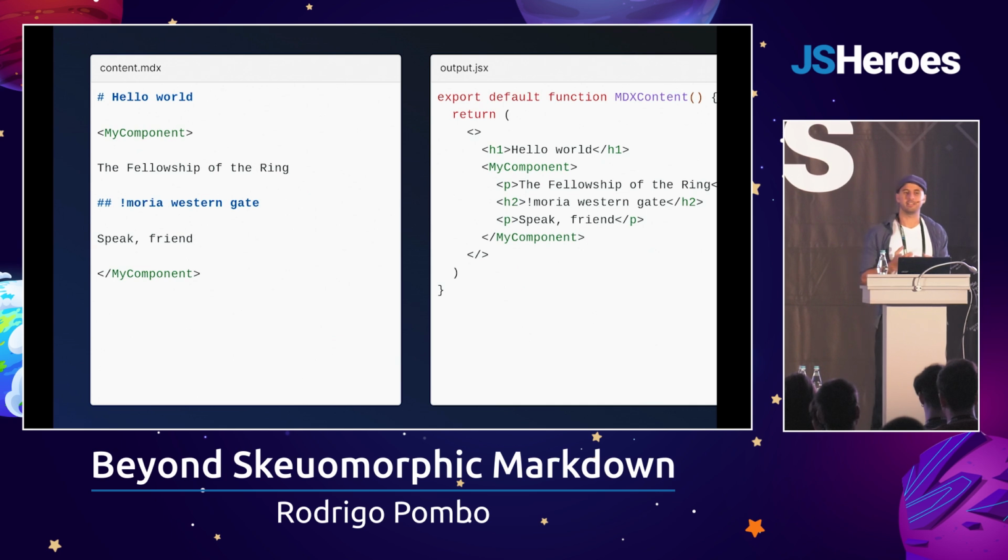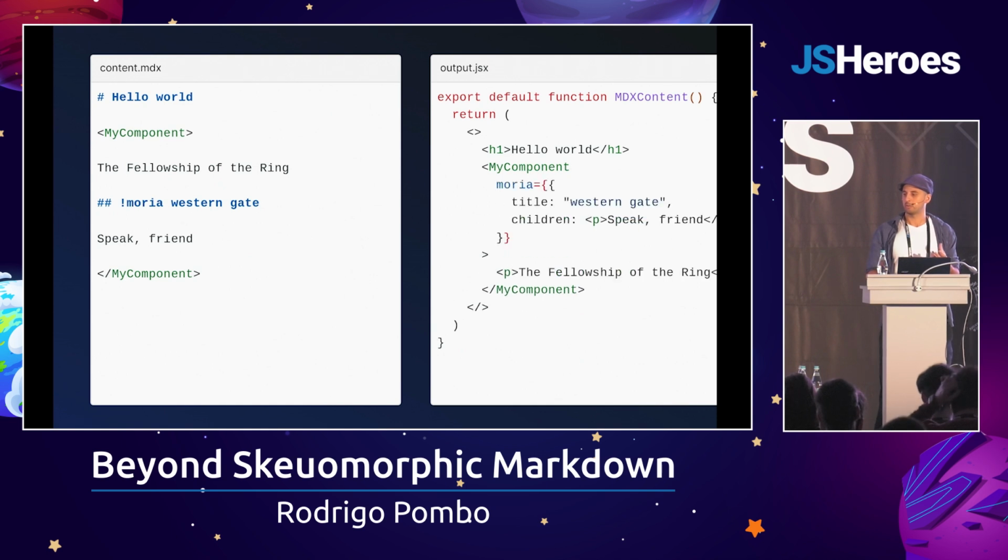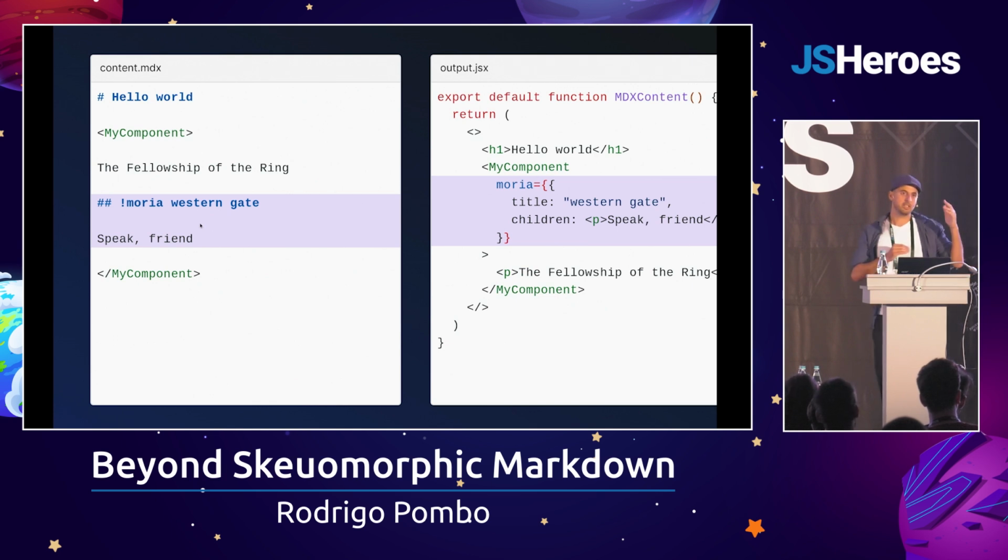MDX has plugins. You might have heard about Remark and Rehype. Those are types of plugins. Well, CodeHike is a plugin for MDX. So when you run MDX with CodeHike, CodeHike will see this annotation and transform it into an object. This is what I call a block. It has a title, which is the rest of the header, and the children, which is anything that comes after that heading, until another block is found.